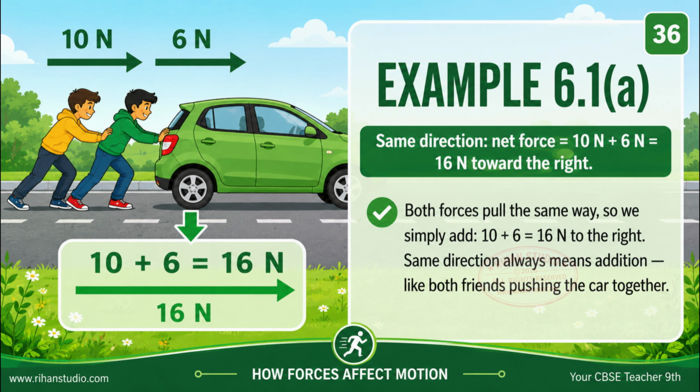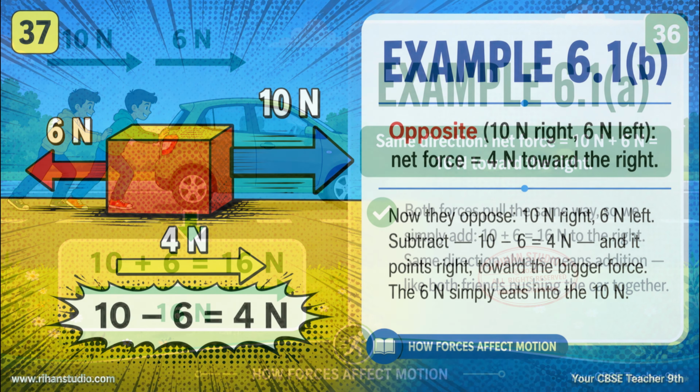Example 6.1, Part A. Both forces pull the same way, so we simply add: 10 plus 6 equals 16 newtons to the right. Same direction always means addition, like both friends pushing the car together.